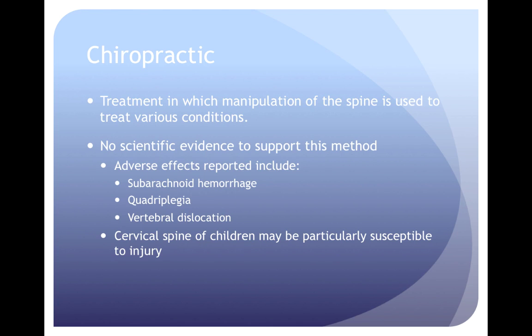And chiropractic treatment is a treatment in which manipulation of the spine is used to treat various conditions. There's no scientific evidence to support this method. Adverse effects reported include subarachnoid hemorrhage, quadriplegia, and vertebral dislocation. The cervical spine of children may be particularly susceptible to injuries, so that is something to consider when thinking of this type of therapy. And patients with chronic motor disabilities and Down syndrome should be warned of the risks associated with chiropractic manipulation.